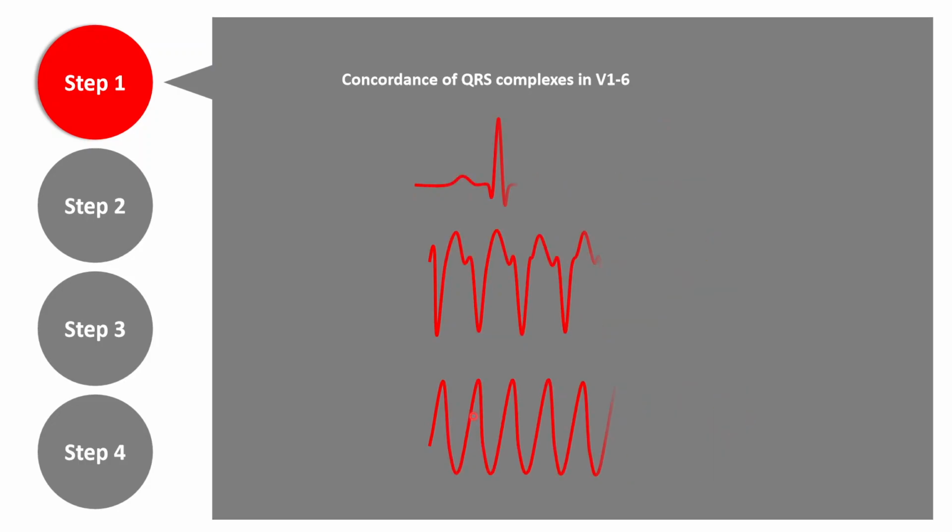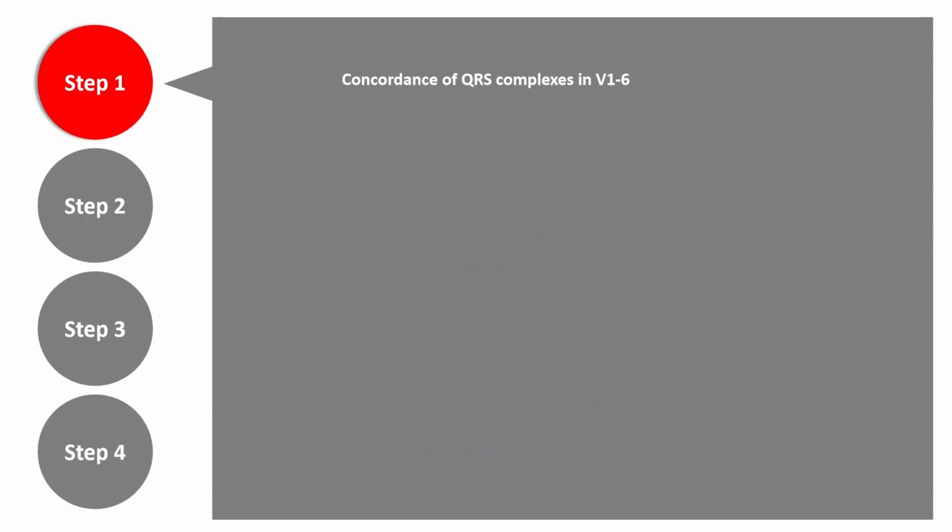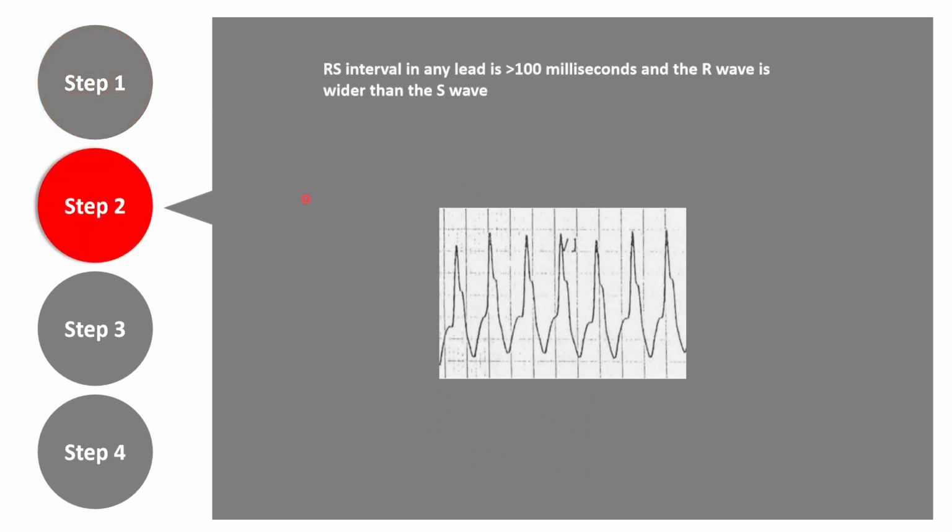So if step 1 is fulfilled, this is highly likely to be VT. If not, we'll go to step 2. Now step 2 is relatively simpler. This is called the Brugada sign.